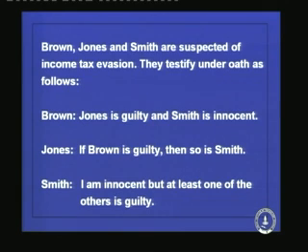Assuming everybody tells the truth, from the first statement you can infer that Jones is guilty and Smith is innocent, and if Brown is guilty, then so is Smith. So the contrapositive of that will be, if Smith is not guilty, Brown is not guilty, so Brown is innocent. So the answer to the first portion is Brown is innocent, Jones is guilty and Smith is innocent. The second portion is slightly more involved. You can try the second portion also.